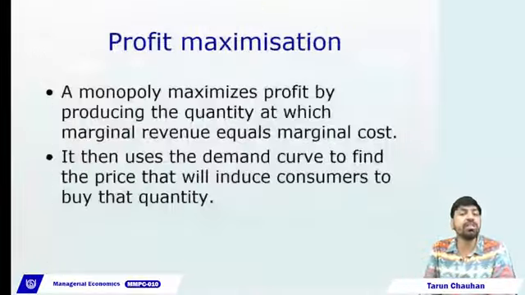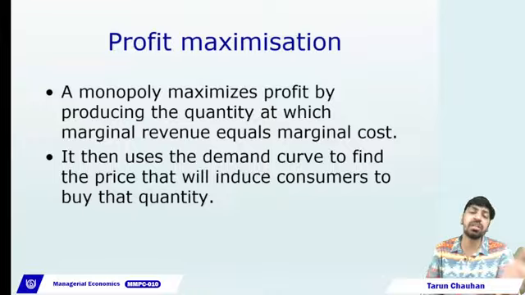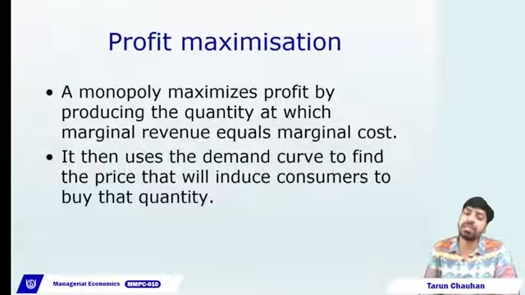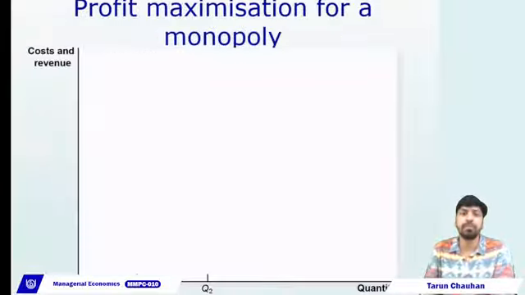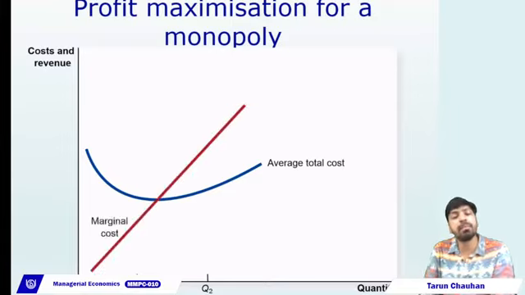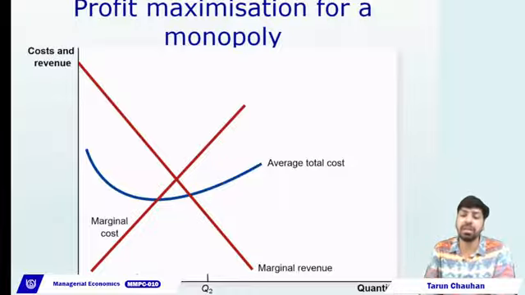Profit maximization. When you talk about profit maximization in the monopoly, the firm maximizes profit by producing the quantity where marginal revenue equals marginal cost. Then it marks up to average revenue to find the price which induces consumers to buy that particular quantity. That's called the profit maximization case, where marginal revenue equals marginal cost. Here the marginal cost cuts the average total cost at its minimum point, and this is the marginal revenue curve.